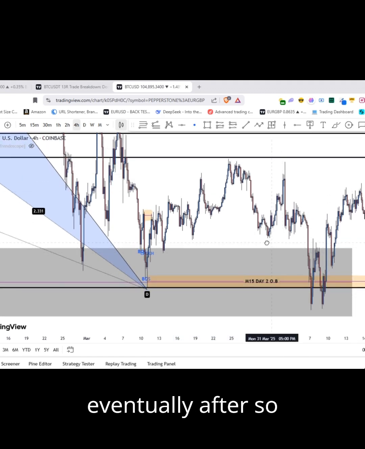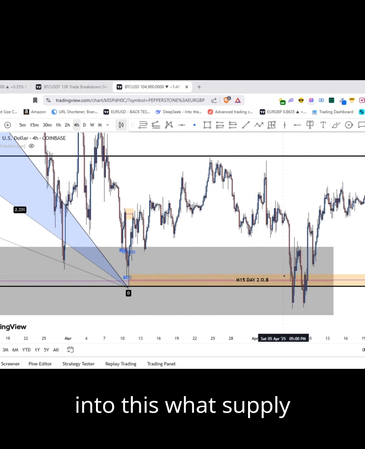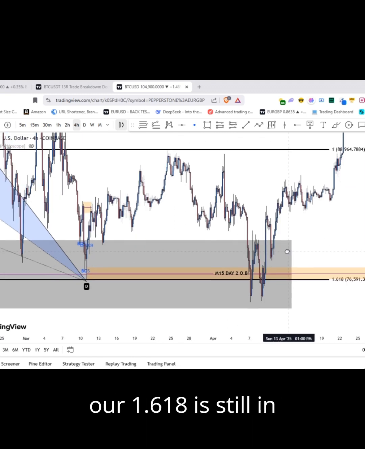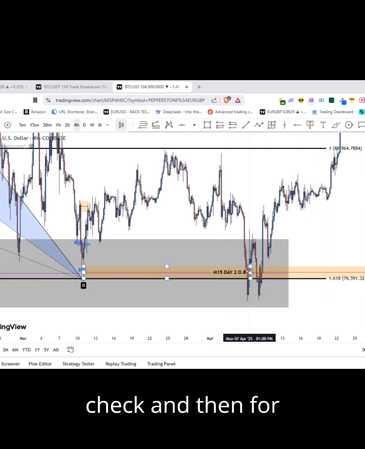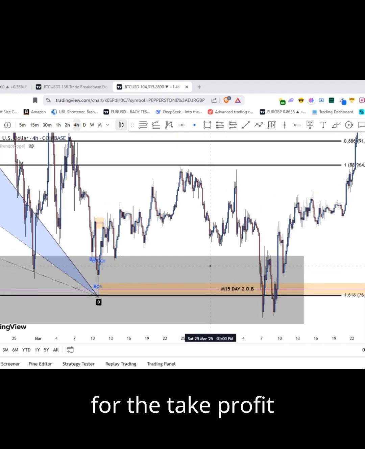So price eventually, after so much break of structure, returned back into this supply level. Remember that our 1.618 is still in check, and for the stop loss level it is 2.0 for the deep crab, okay? And for the take profit levels, we're looking at 0.382, 0.618 and 0.786 of A to D. So you can see that the pattern incorporates risk management, a stop loss level, and take profit levels, okay?